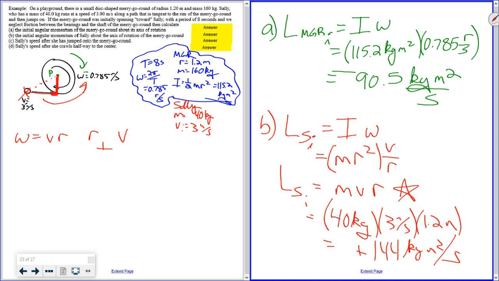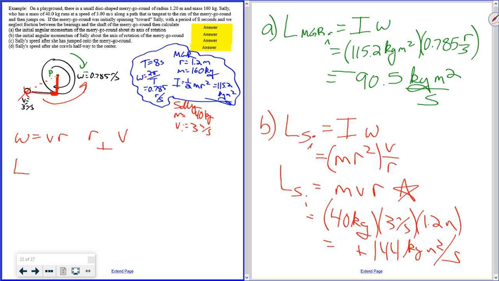Let's make a note of what we just decided. The angular momentum of the merry-go-round initially is negative 90.5 kilogram meters squared per second. The angular momentum of Sally initially is positive 144 kilogram meters squared per second. Okay, so that is that. All of that was just calculating angular momentum.